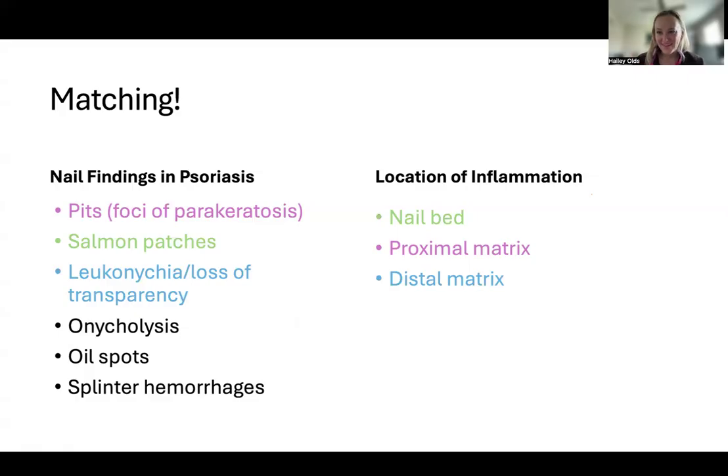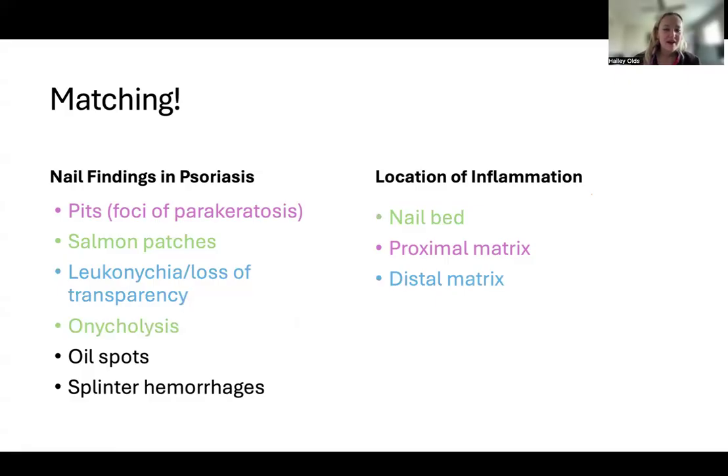never mind. Forget about what I just said. I was going to say it wrong. So it's the proximal matrix is making the top part of the nail, and the distal matrix is making the bottom part of the nail. So it's like the rainbow thing. So I guess that makes sense for the pits because that's more on the top part of the nail.